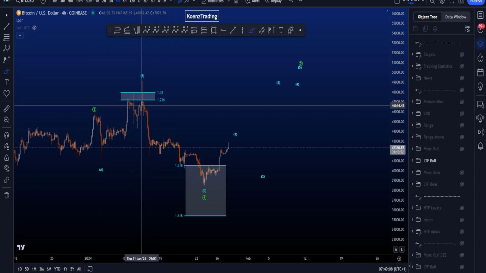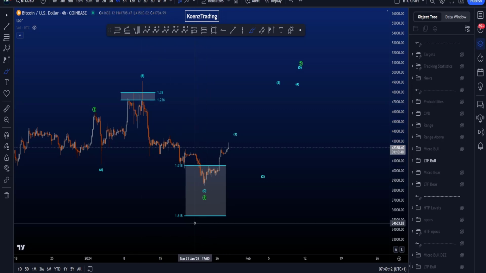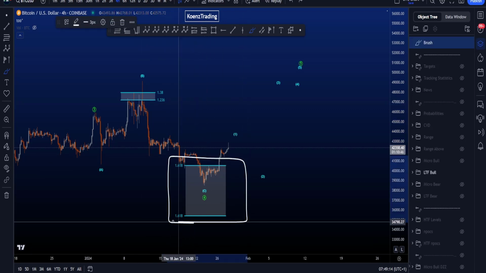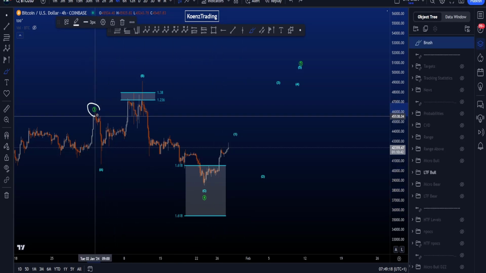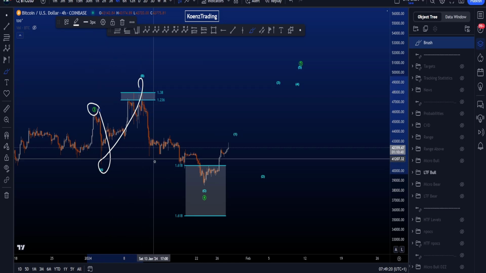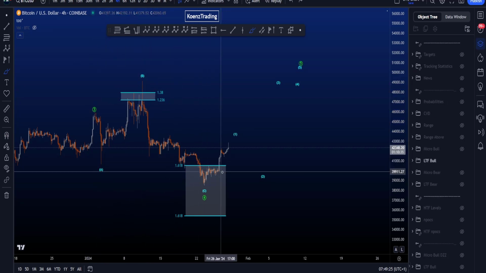The wick is no problem. And then we're looking for an impulse to the downside in a wave C. Common target area for your wave C is between the two 1.618s. One is taken with a trend-based Fib extension from the high to the low to the high here, and the other one is a normal Fibonacci from the low of A to the high of wave B.